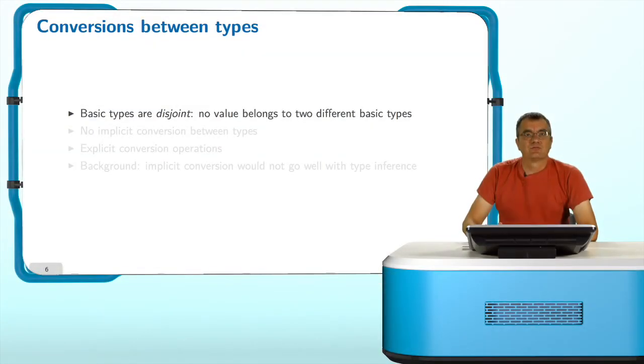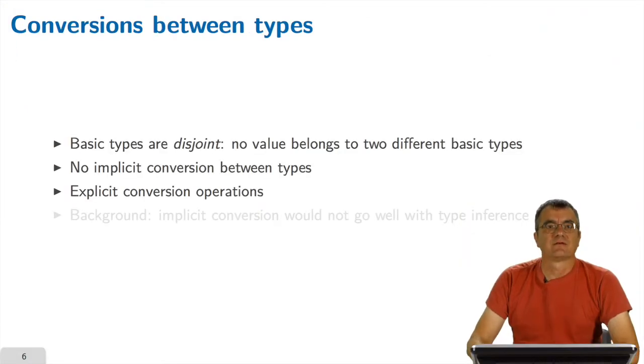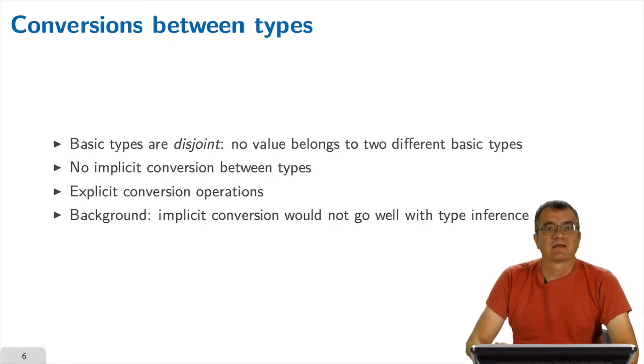This is in fact an important principle in OCaml. All the basic types are disjoint, which means there is no value which belongs at the same time to one type and also to a different type. In contrast to some other programming languages, we have no implicit conversion between data types, which means that if you want to have conversion, then you have to write down the explicit conversion operator. There is of course a very good reason for this. The reason is that implicit conversion between types wouldn't go well with type inference, so this is a small price to pay to have this very important and very convenient feature of type inference in the OCaml system.